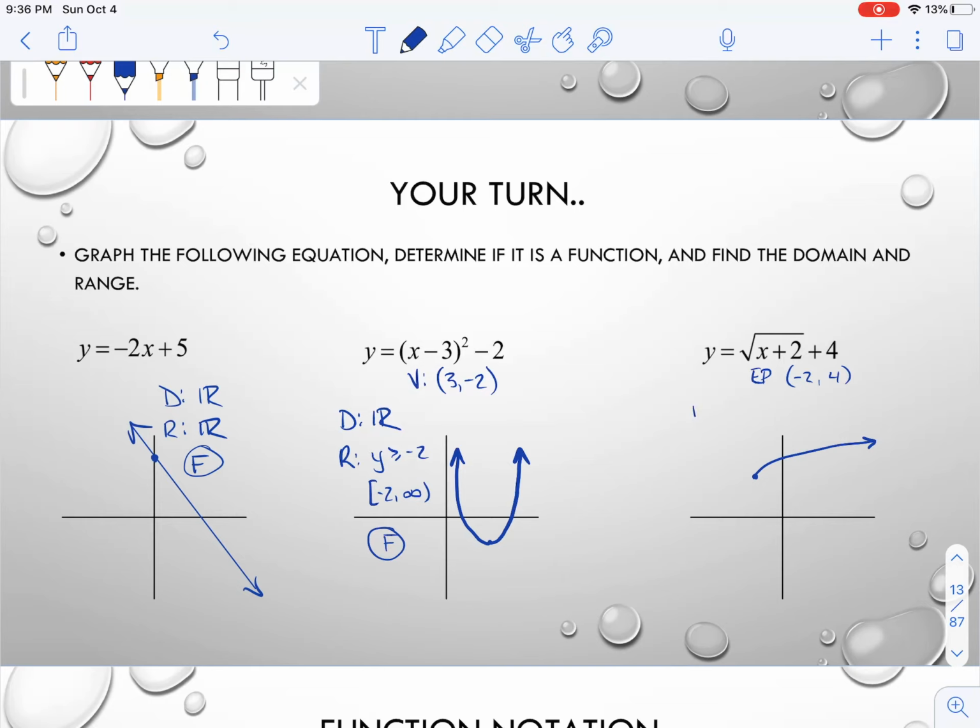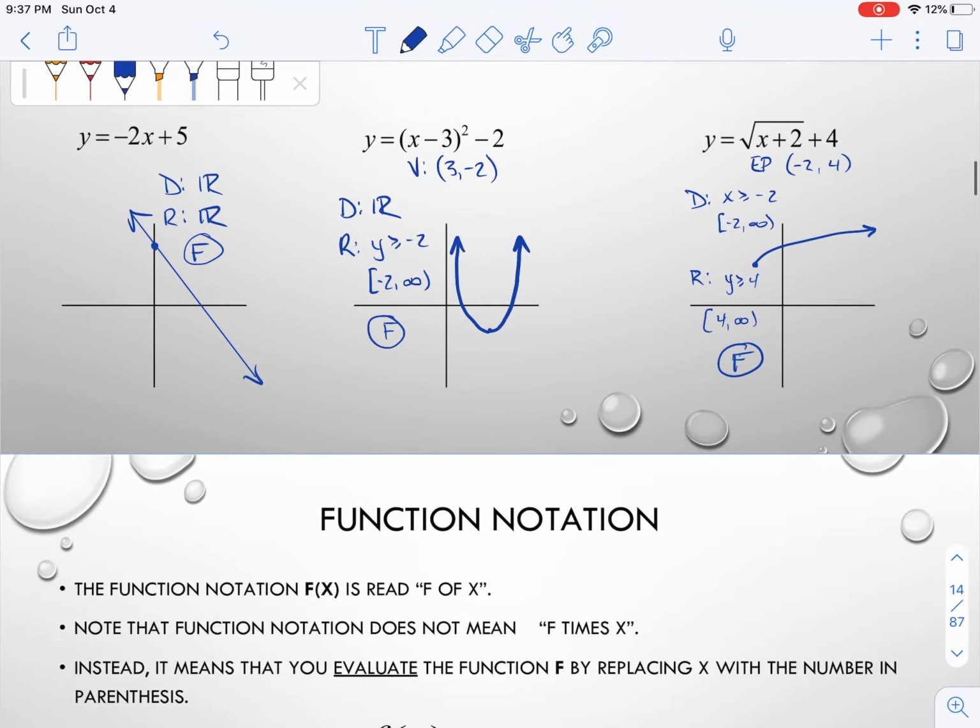My domain is going to go from x greater than or equal to -2, or from -2 through infinity. For my range, we're going to go from y values greater than or equal to 4, or from 4 through infinity if we're using interval notation. Again, if I evaluate the vertical line test, there are no points on this such that we fail the vertical line test, therefore it is a function. Okay.